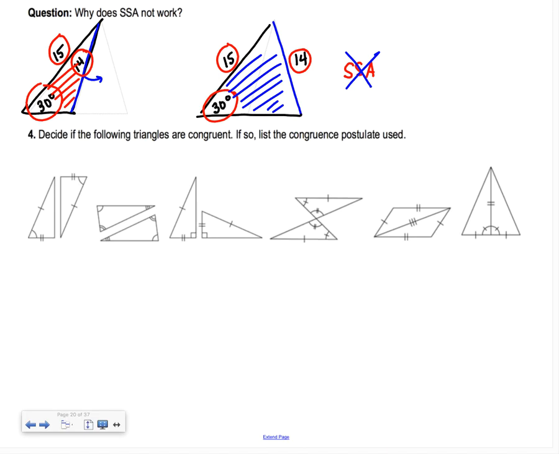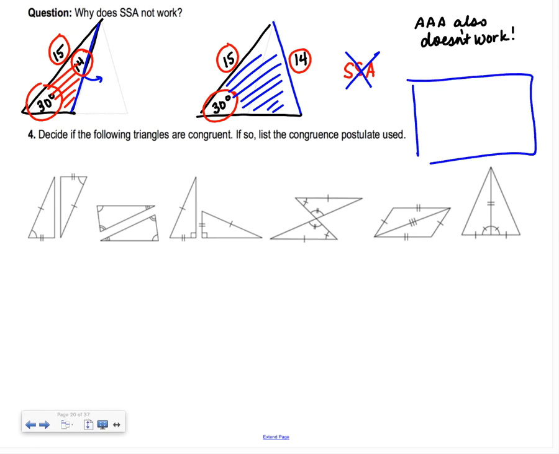It doesn't work. The other one that doesn't work, like I talked about, is angle, angle, angle. Also doesn't work. But any other combination works, okay? So the ones that are on our list, so what works? So right now we have four. We have angle, angle, side, angle, side, angle. We learned those today. We have side, side, side, and we have side, angle, side.